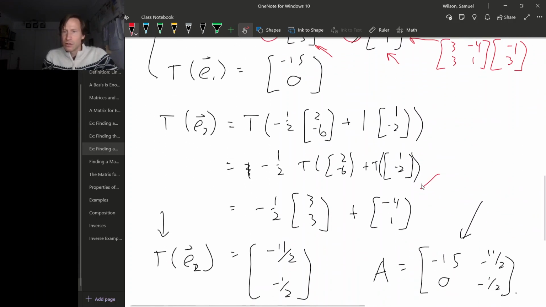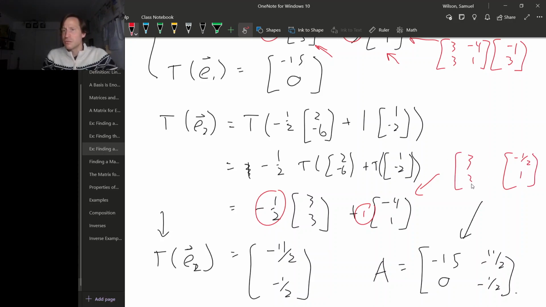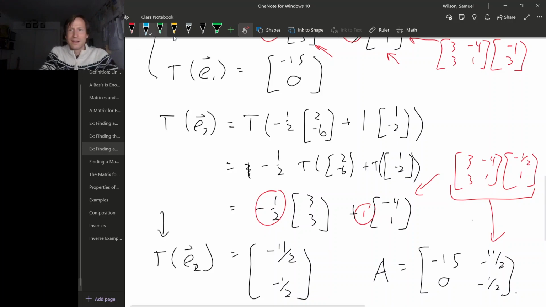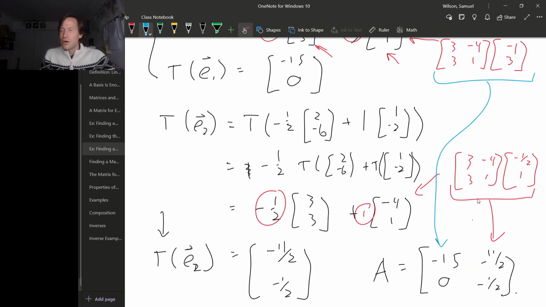And then down here, we have the second column of the matrix V inverse, which was minus a half and 1, times the exact same matrix, 3, 3, minus 4, 1. So, I guess this matrix product goes here, and this matrix product goes here. So what I really want to know now is, what the heck is this matrix?